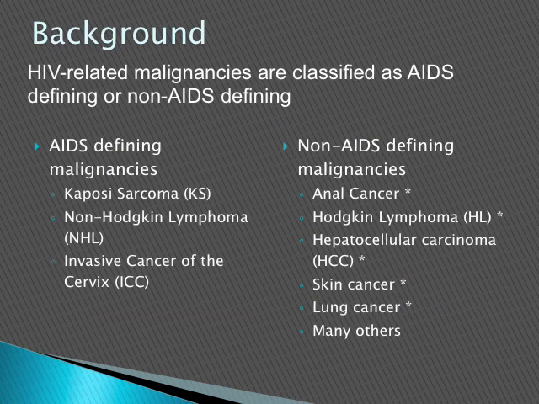So this is the simplest slide I have. It kind of goes downhill from here. But HIV-related malignancies are classified basically as AIDS-defining and non-AIDS-defining. The AIDS-defining malignancies we all know: Kaposi sarcoma, non-Hodgkin's lymphoma, and invasive cancer of the cervix. There are a lot of non-AIDS-defining malignancies, but the most common and the most documented in the literature are the ones that I will talk about, and that's anal cancer, Hodgkin's lymphoma, hepatocellular carcinoma, skin cancer, and lung cancer.